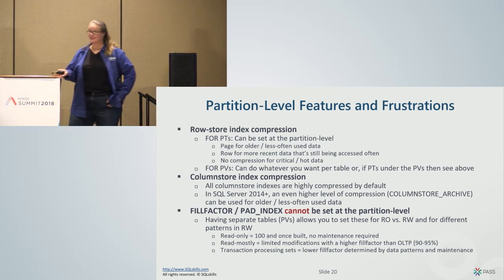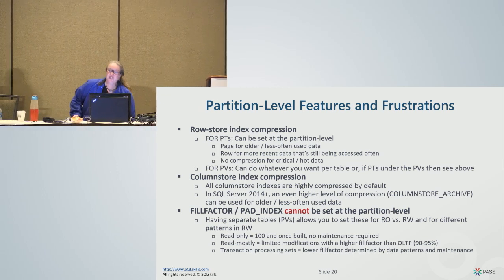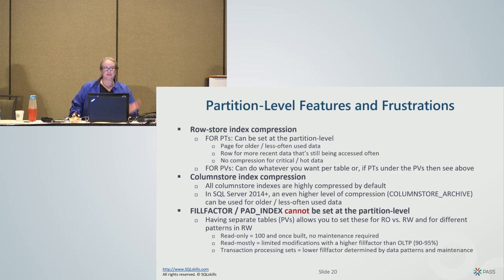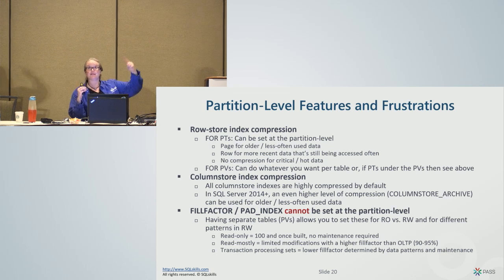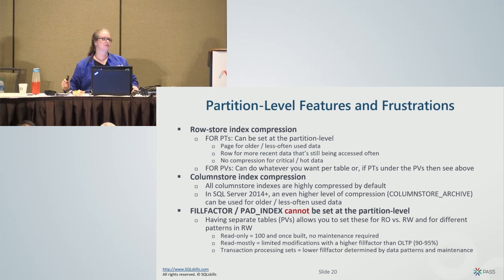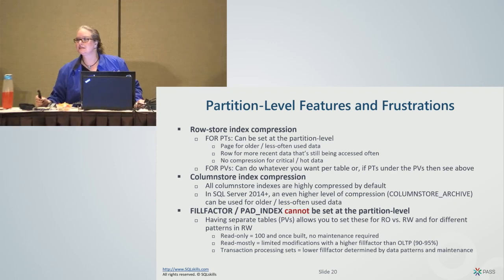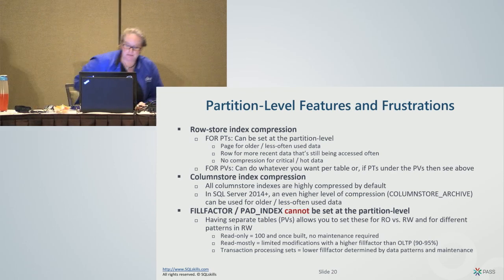Column store index compression, like I said, in 2014, they added the archive compression, which gives you, for the older data, even further compression. So that might be really beneficial because, again, you're not using that data as often. One of the big things that I think is an issue is fill factor. I mean, we can do compression with row store indexes for different partitions and have different levels of compression. But you cannot set, for a partitioned table, different fill factors and pad index across the partitions of your partitioned table. Whereas if these are separate tables, you can do whatever you want, right? So that's a huge benefit in my opinion.